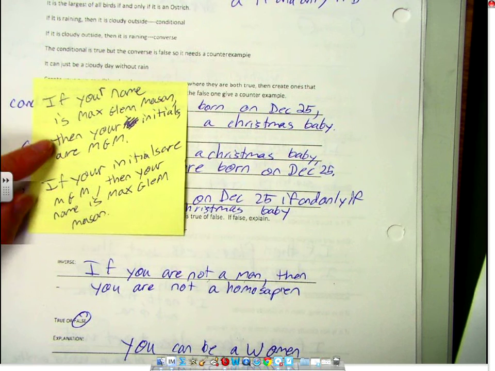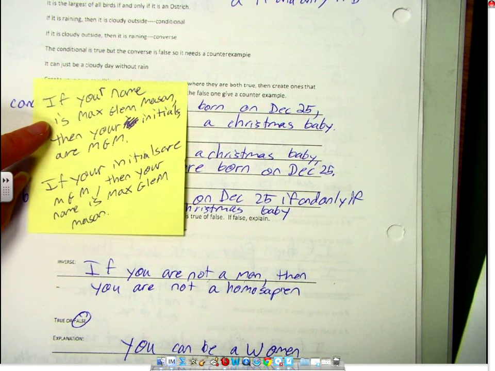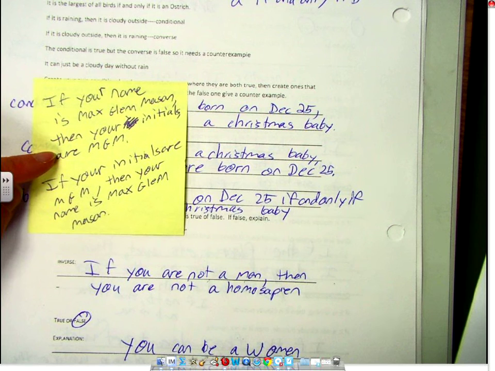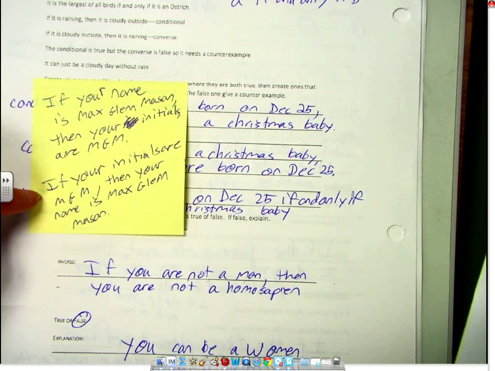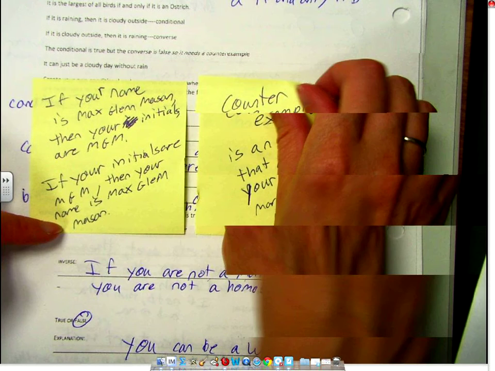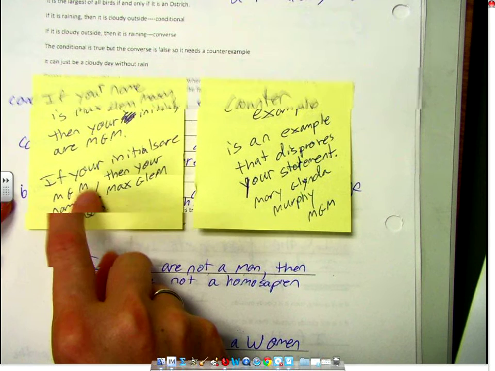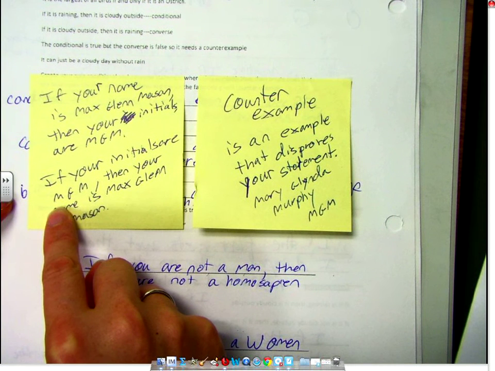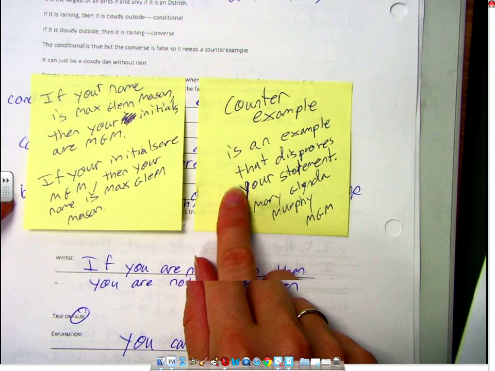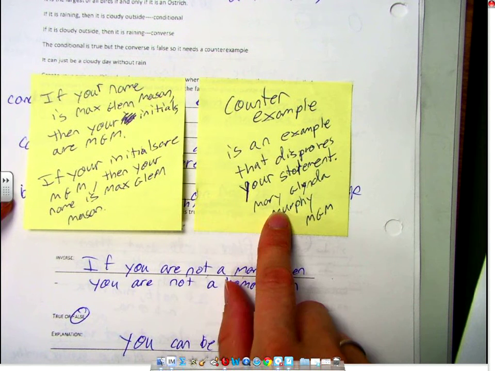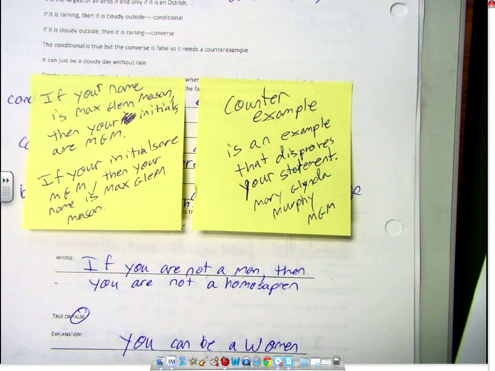So if your name is Max Glenn Mason, then your initials are MGM. One of my students made this one up. Okay, here's my converse. If your initials are MGM, then your name is Max Glenn Mason. That is not true. Just because your initials are MGM does not mean that's your name, right? So by counterexample, you could be Mary Glenda Murphy. That's MGM. Does that make sense?